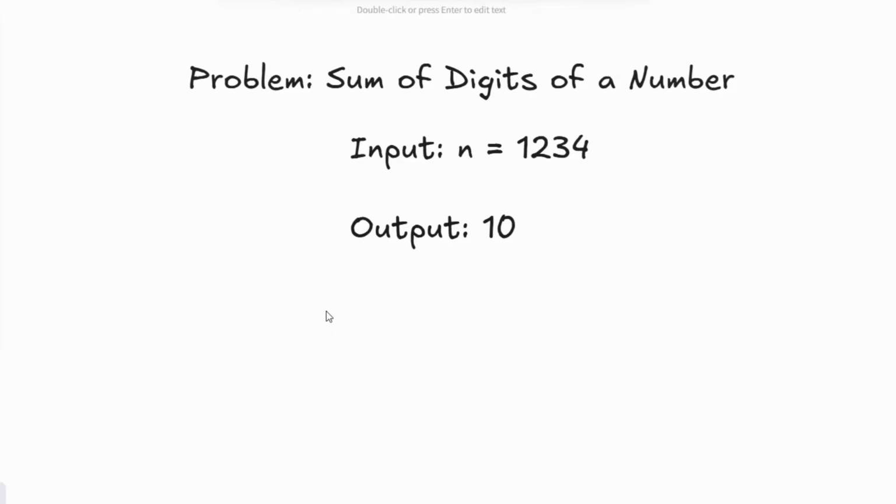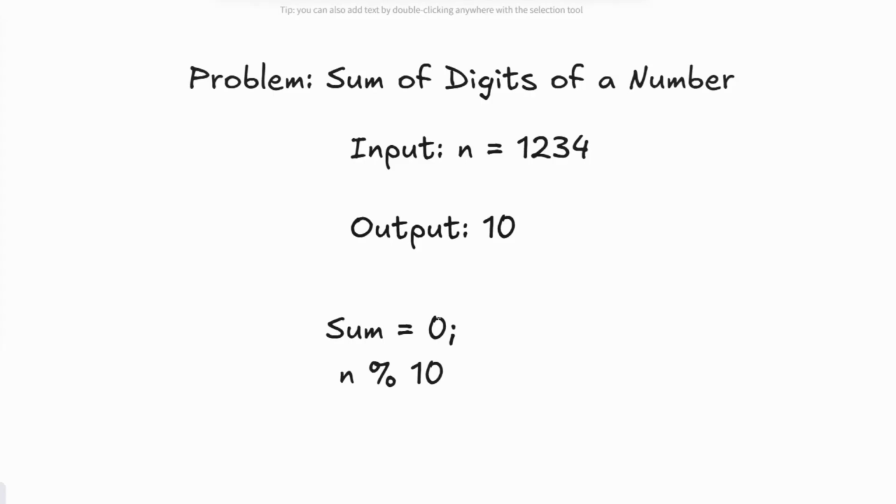First, we will take a variable sum and initialize it with 0. Next, we will extract the last digit. For that, we will take the number modulo 10. This will give us the last digit of the given number. The answer will obviously be 4, and that answer will be stored in the sum variable.